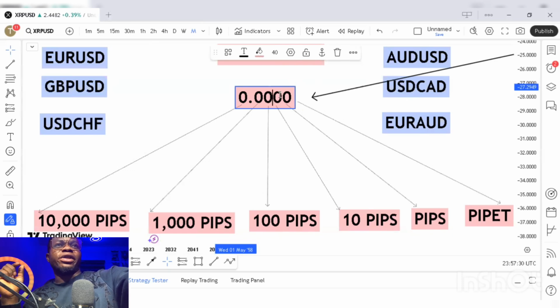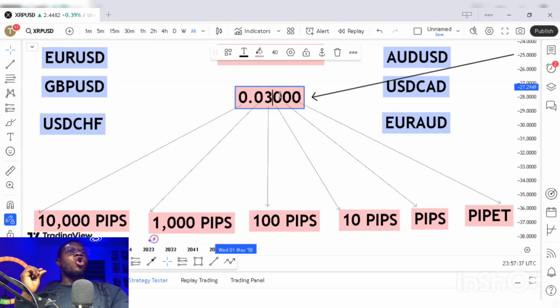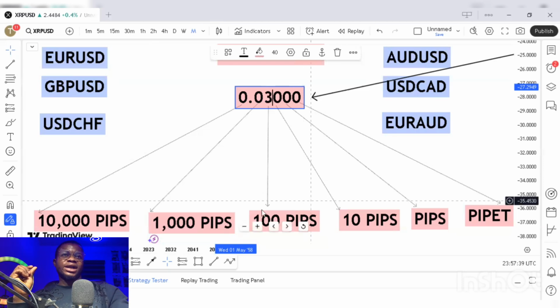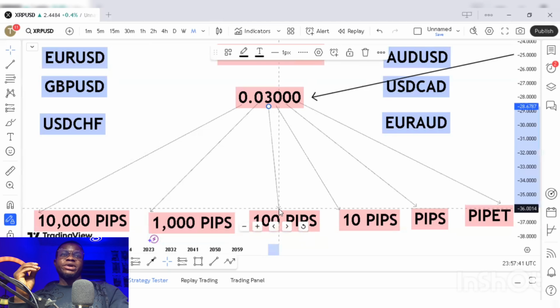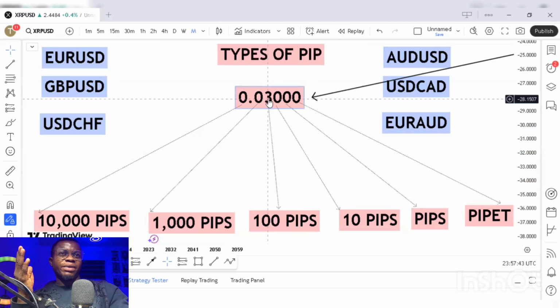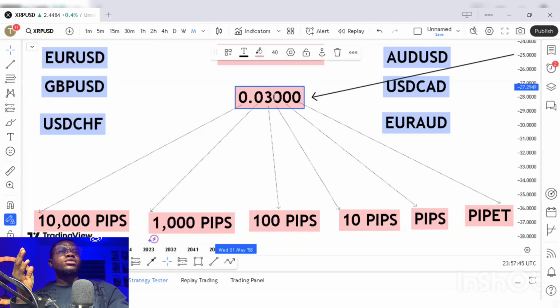So moving further, the second number after the decimal point is known as the 100 pips move. Look at it here, 100 pips. So if that number should change from 3 to 4, that means any trade you are currently on has made over a 100 pip move. So that's what you should be conversant with.